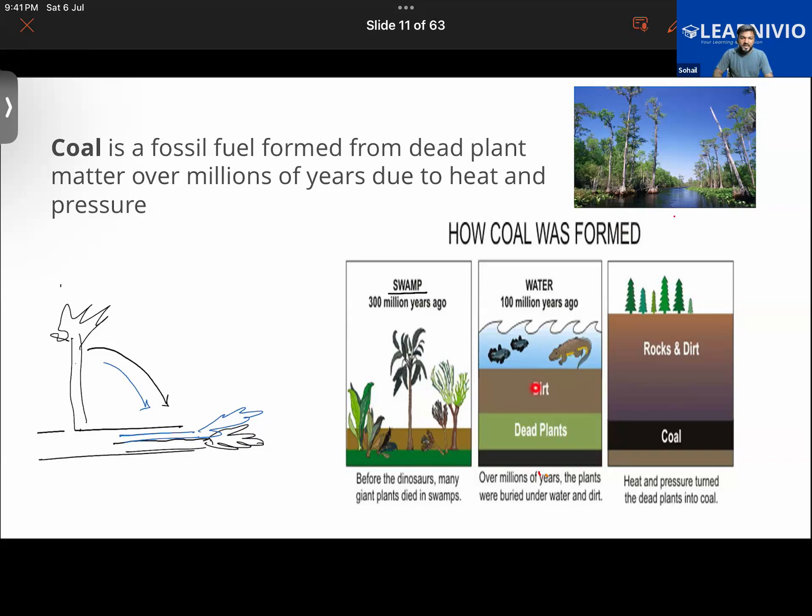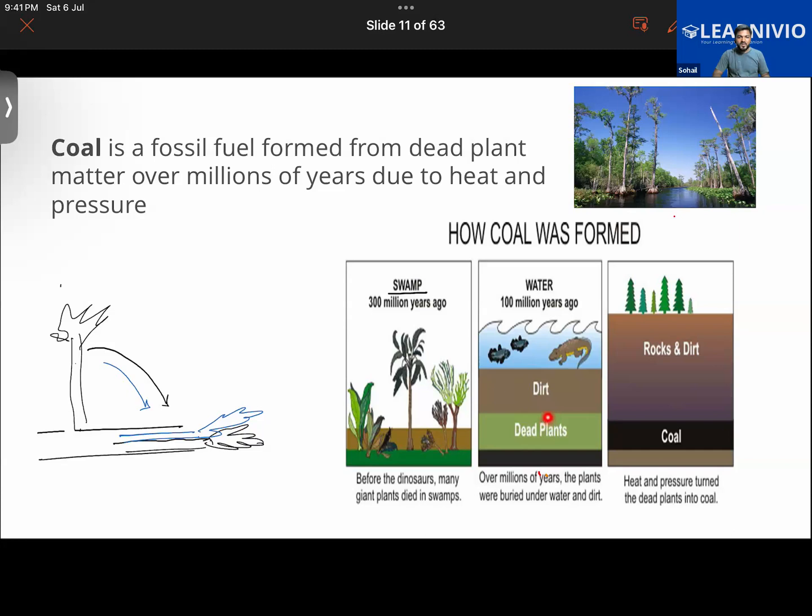So gradually, what would happen over the course of millions of years? Dirt would accumulate on the body of the dead plants. Furthermore, a water body also developed over it. So all this led to increasing pressure on this dead plant. They were buried under dirt and water, and they were exposed to an extreme amount of pressure.